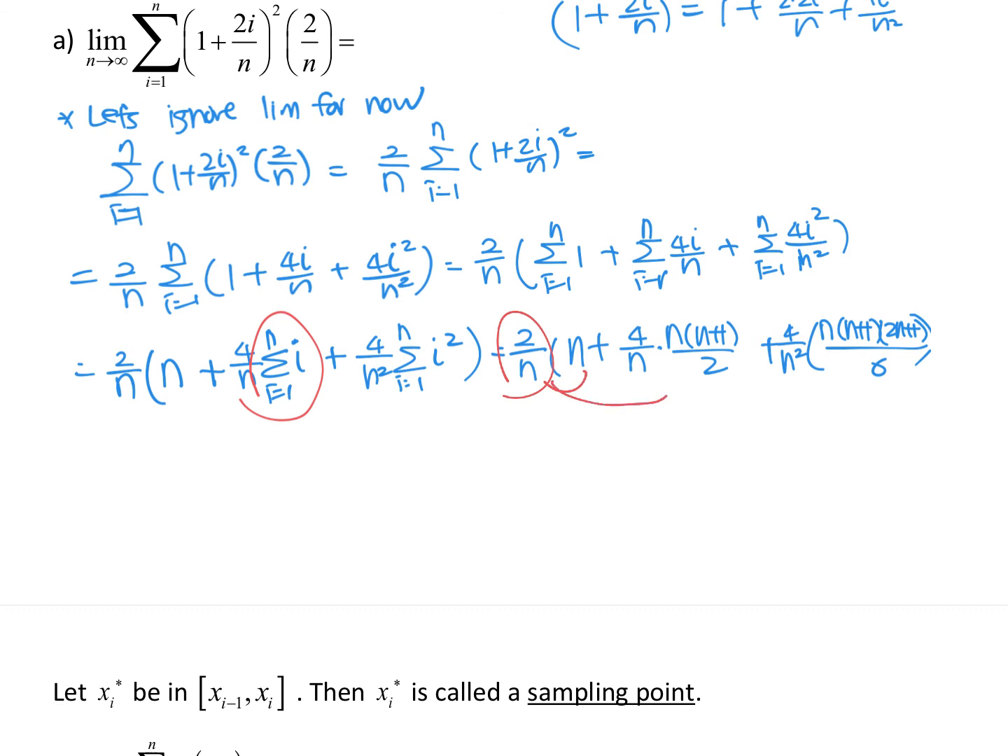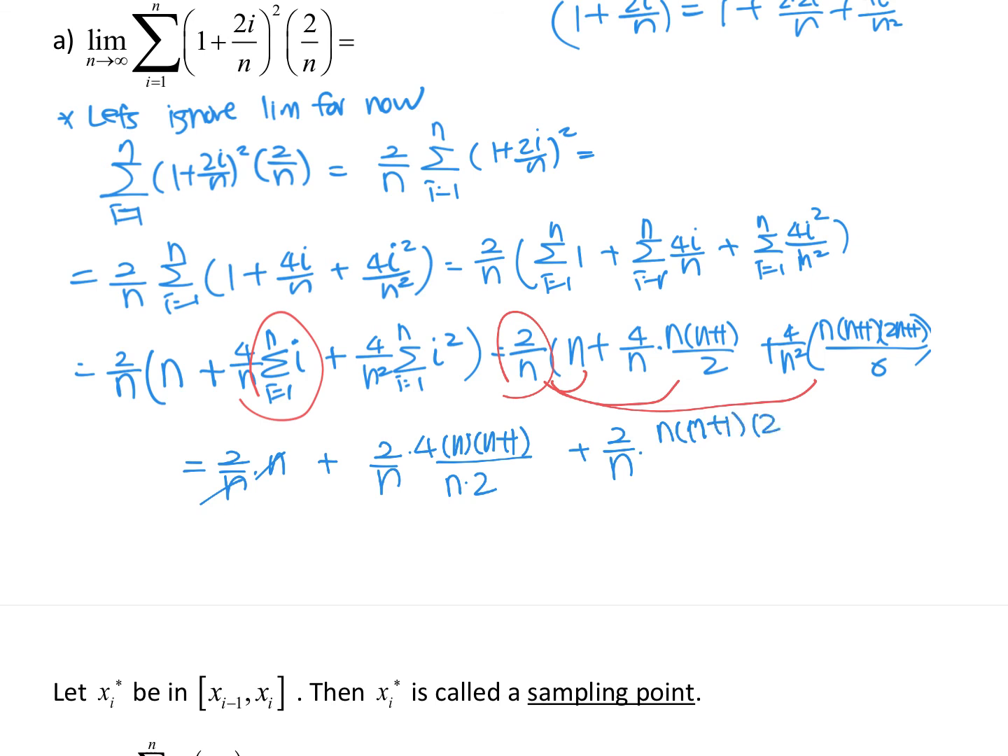This one gets distributed here, here, and here. So that will be 2 over n times n, so that'll cancel out, plus 2 over n times 4 times n plus 1 over 2, plus 2 over n times 4 over n squared times n plus 1, 2n plus 1 over 6. So now the first one is just 2.